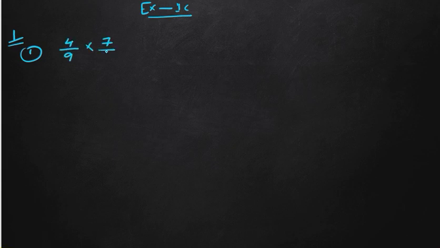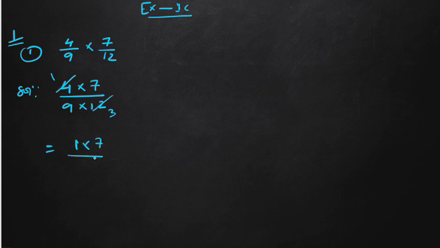4 by 9 into 7 by 12. So, solution. How to solve this? The numerator will get multiplied with the numerator and the denominator with the denominator. If some numbers are getting cancelled, then you have to cancel. That is, 4 1 is 4, 4 3 is 12. Now none of the other numbers cancel in numerator and denominator. So the answer will be 1 into 7 by 9 into 3, that is 7 by 9 3 is 27. So 7 by 27 is already in the simplest form.